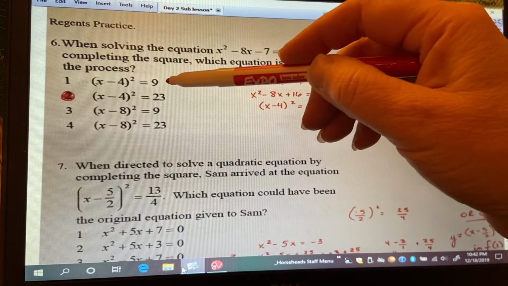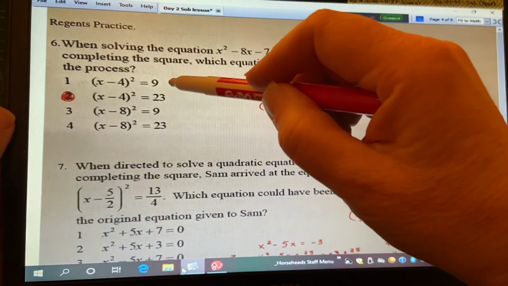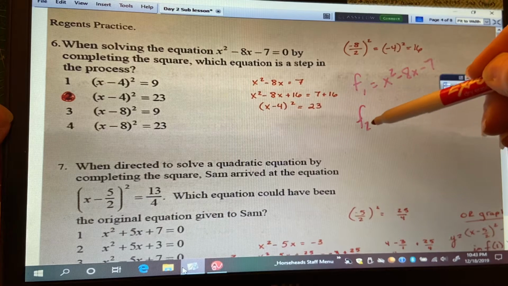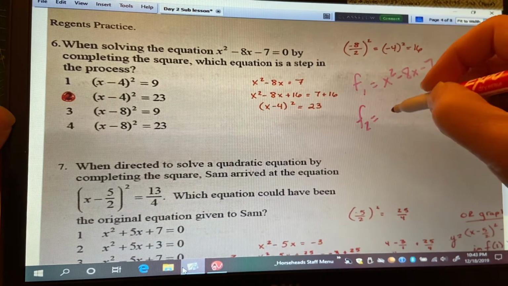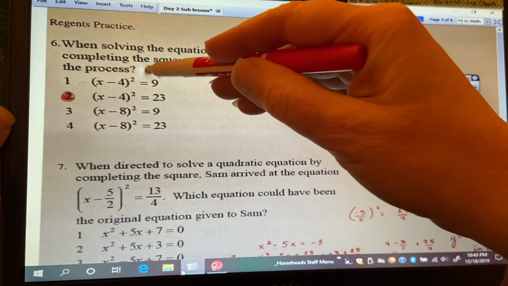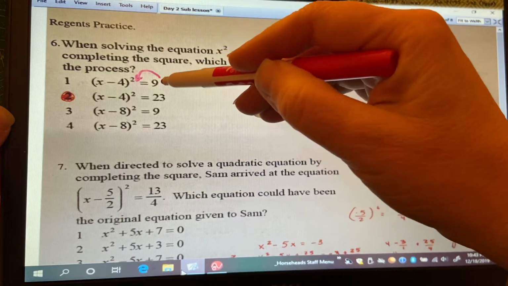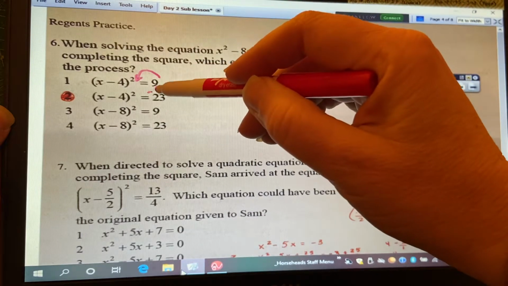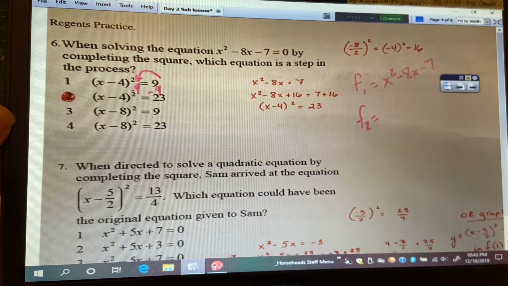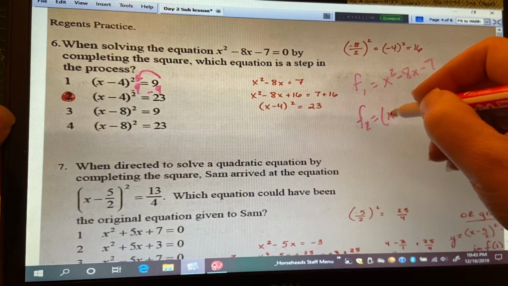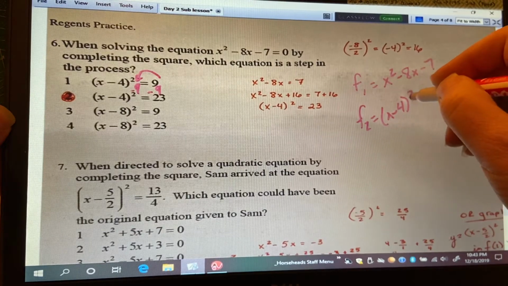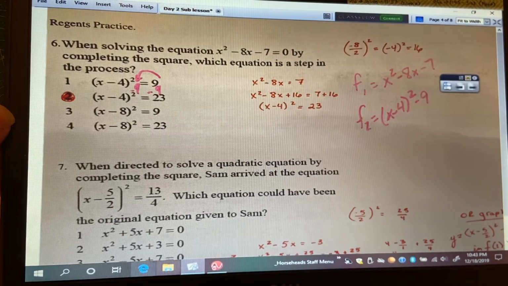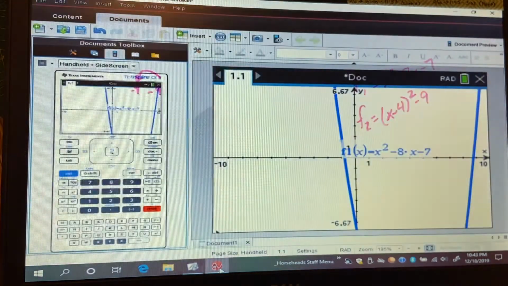I could type this into my calculator. However, I can't type this in with the equals 9 in here into my F2. For F2, what I would have to do is get this over there. So for that 9 to go to the other side, it would be minus 9. So in my F2, I would write x minus 4 squared minus 9. Now let's type that into our F2 and see if it graphs on top of it.